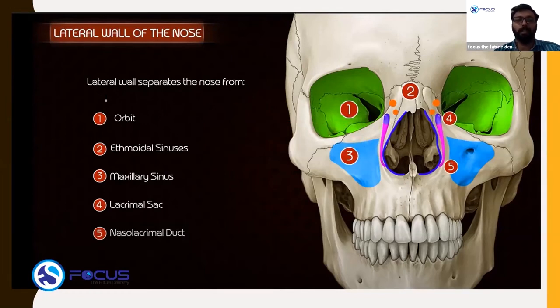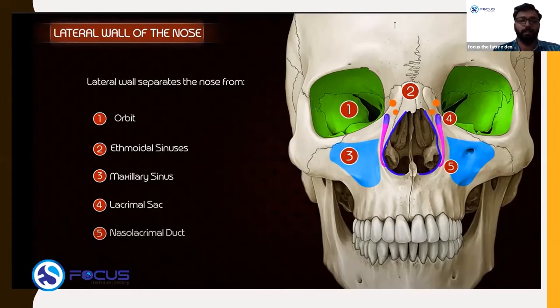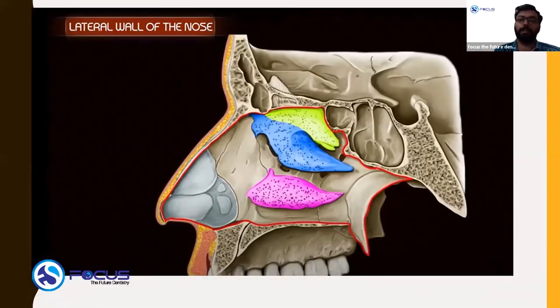Okay, so these are all the structures which are being separated by the lateral wall. Okay, so orbit is there, ethmoid sinus, maxillary sinus, lacrimal sac, and nasolacrimal duct.